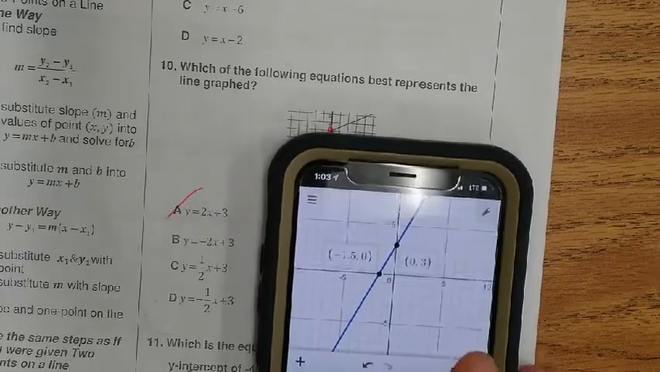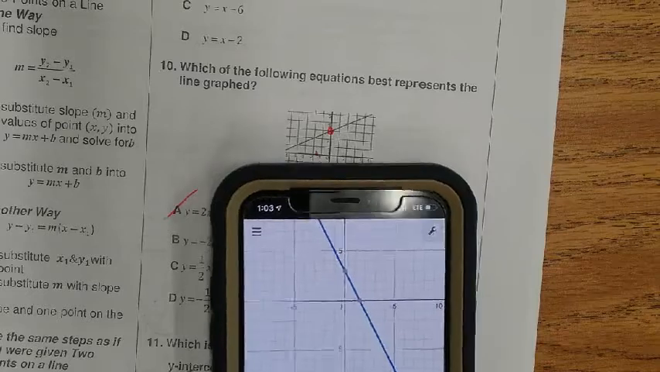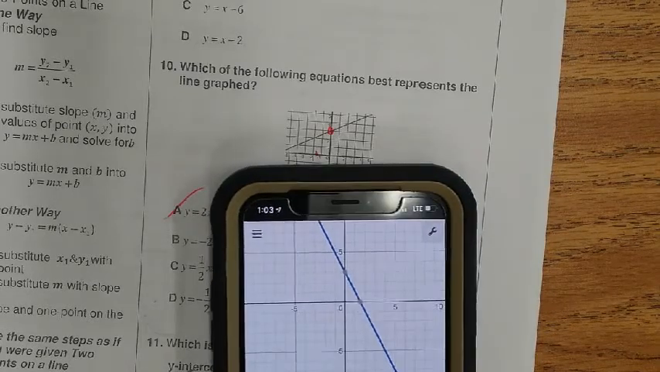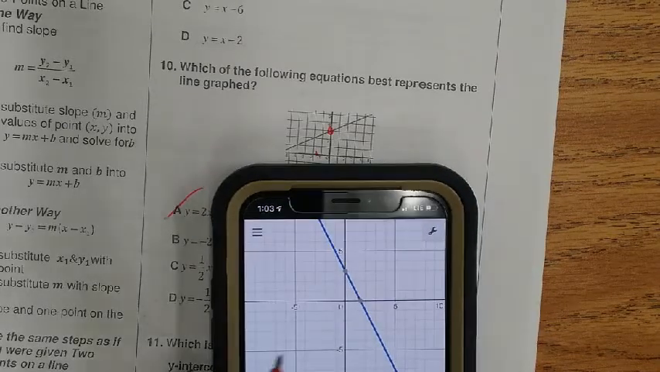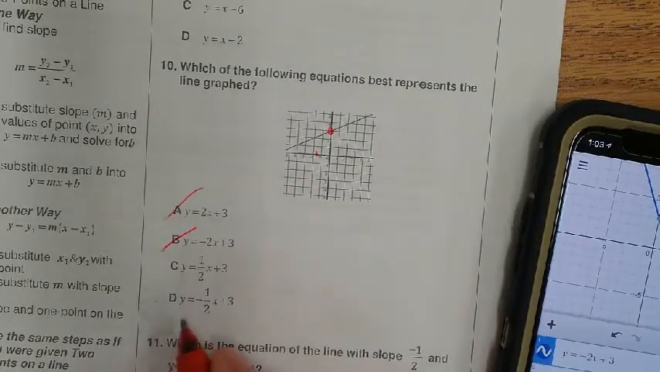So now let's try B. B is the same thing except there's a negative there. Is that right? No, because this line's going down. So we know we can't have a negative slope. If we can't have a negative slope, we know it cannot be B or D. So let's try C.